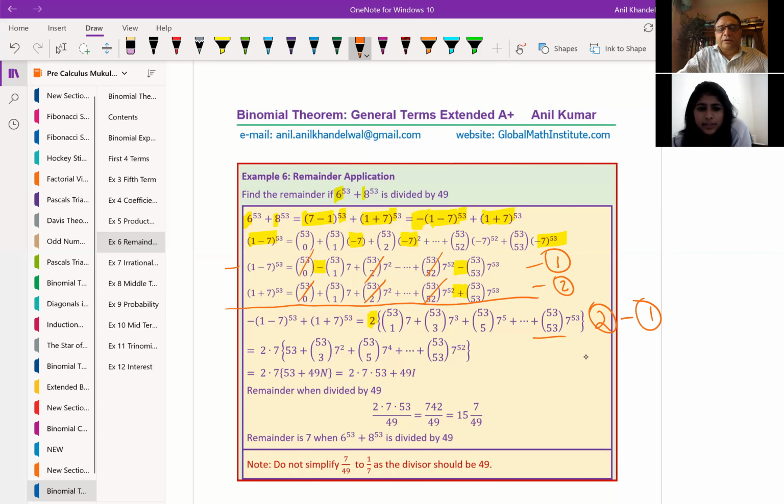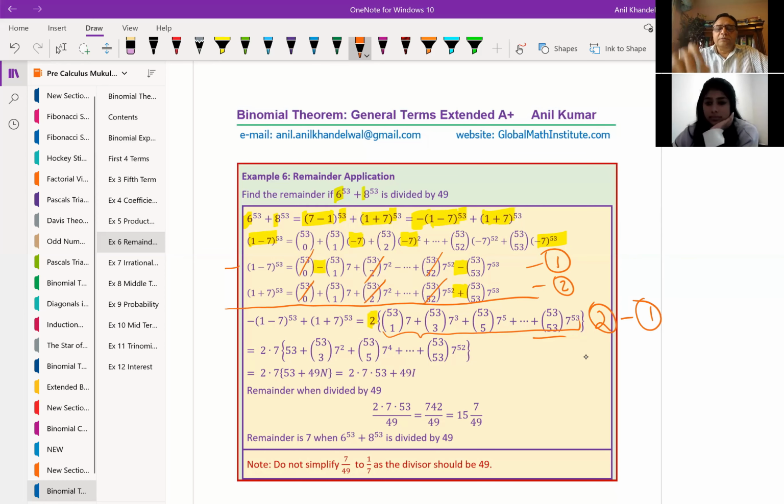And what remains is the odd powers, right? Odd powers, and they have become twice, and so we get this part inside. Is that clear to you? And we are doing 6 to the power of 53 plus 1 over 7, which is 8 to the power of 53. Correct? Now you got all the series.